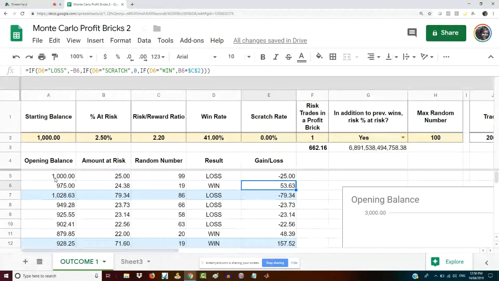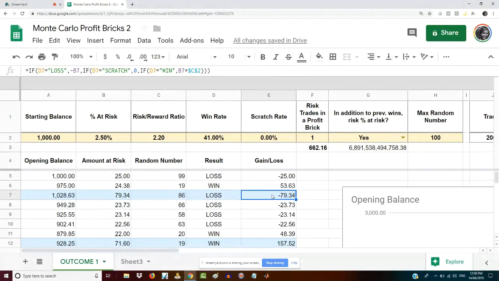On the next trade, I risked the normal 2.5%, which is just over 25 bucks, and I risked my winnings from the previous trade. That's what this is doing when I set this number. And so because I lost, I lost not only my winnings on the previous trade, but also the 25 or 26 bucks that I risked, because I risk 2.5% on every trade.